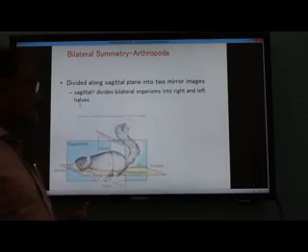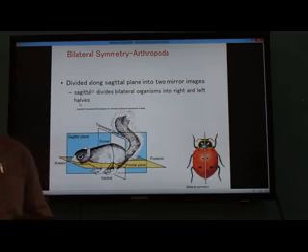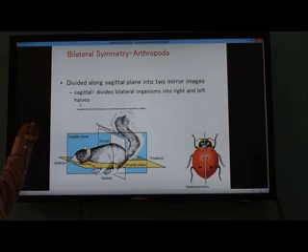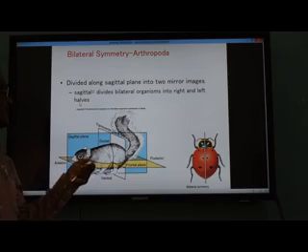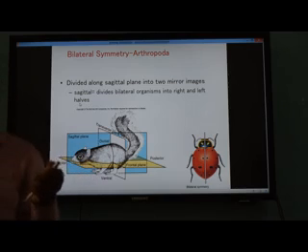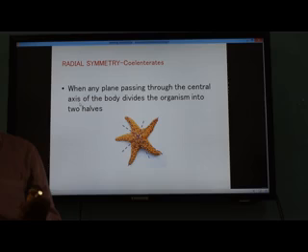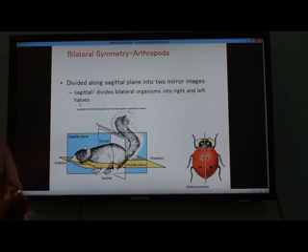Now the second one, bilateral symmetry. This can be observed in arthropods, insects and human beings. The body is divided along the sagittal plane into 2 mirror images. It divides the organism into right and left halves. This is called bilateral symmetry. Examples are insects and the human body.